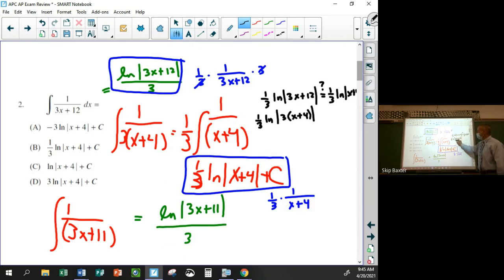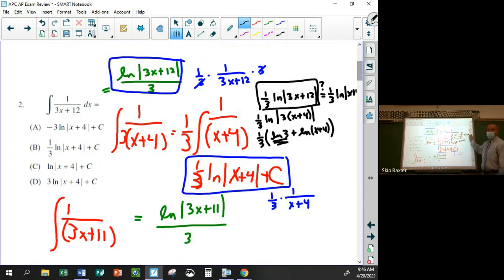Then you could split this up to be 1/3 of ln 3 plus ln of x plus 4. So the vertical translation here is the ln 3. Well, actually 1/3 of ln 3, right? That's how much it's being changed. So this graph right here is 1/3 ln 3 higher than this graph. Other than that, they're identical.